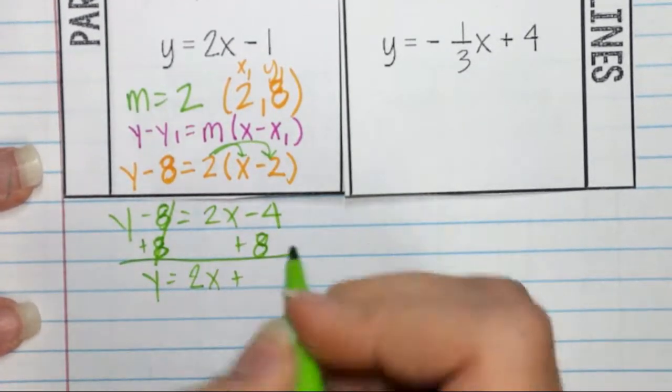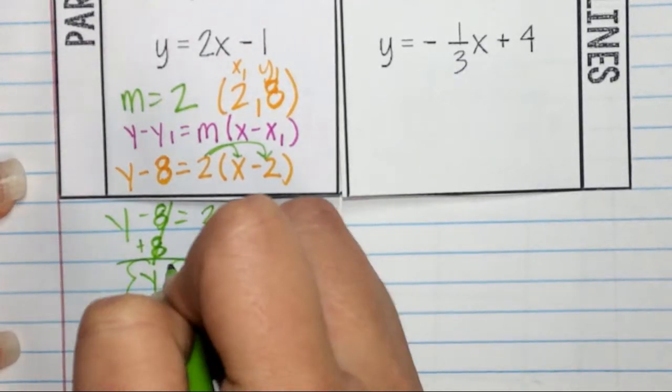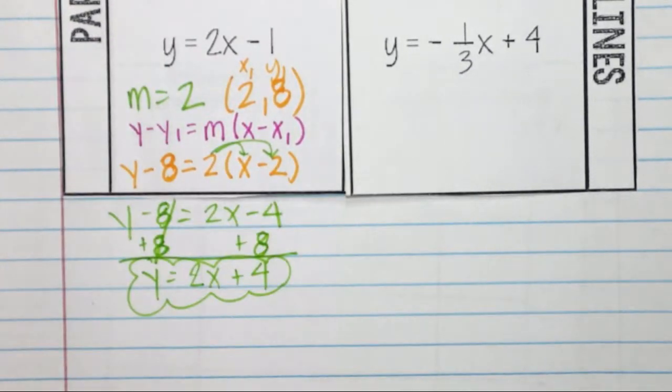What's negative 4 plus 8? 4. Dun, dun, dun, dun, and we're done. All right, are you ready to practice some parallel lines?